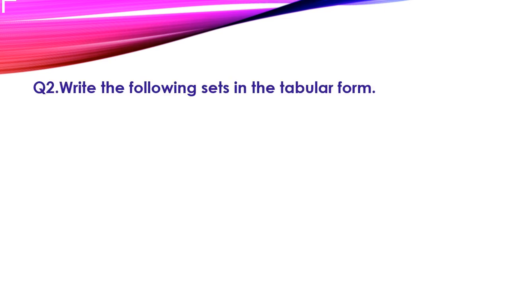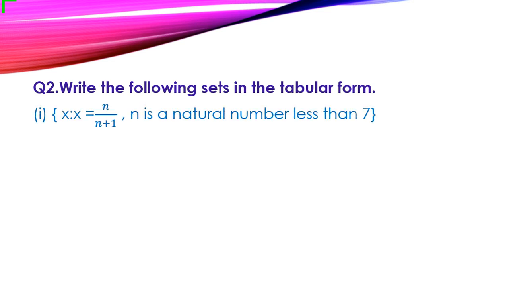Next question is, write the following sets in the tabular form. Here we are given some sets which are in the set builder form, right? And we have to write those sets in the tabular form. Our task is to write these sets in tabular form. First question is x such that x equals n by n plus 1, where n is a natural number less than 7. We all know this form is a set builder form. And what is our task? We are asked to write this set in the tabular form.